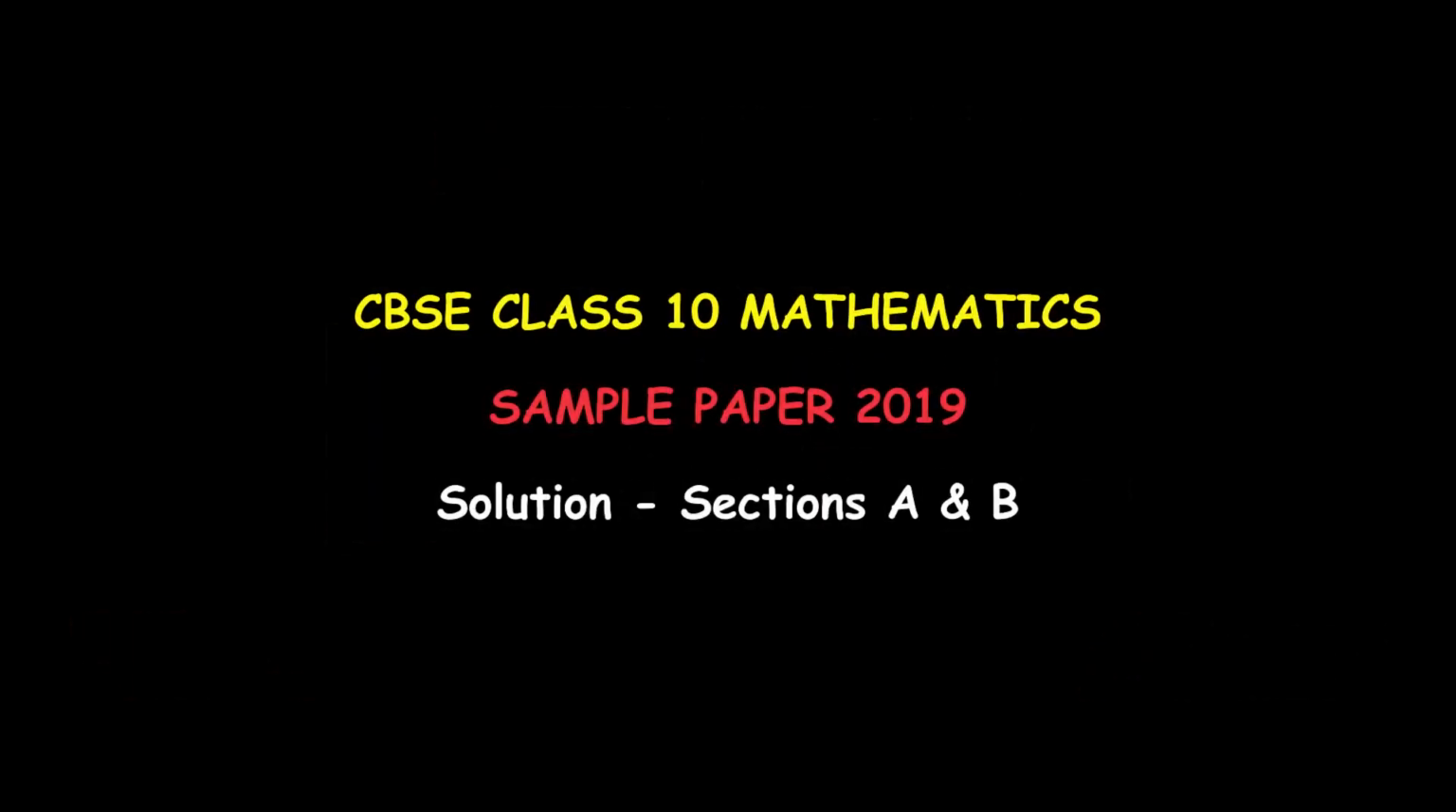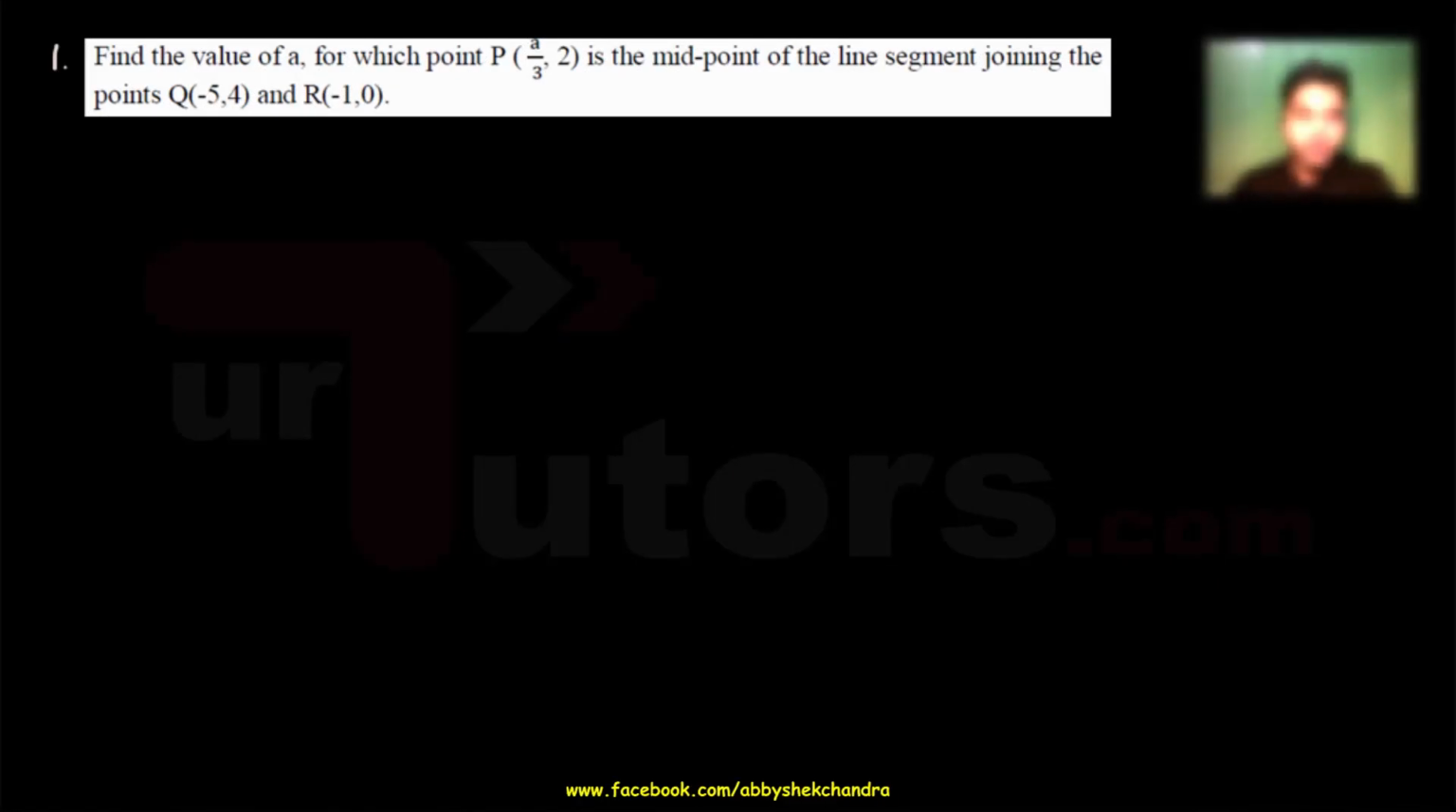Hi, in this lecture we are going to solve the CBSE Sample Paper 2019. So let's get going. Question 1. Find the value of A for which point P(A/3, 2) is the midpoint of the line segment joining the points Q(-5, 4) and R(-1, 0). So let's solve it. Solution.